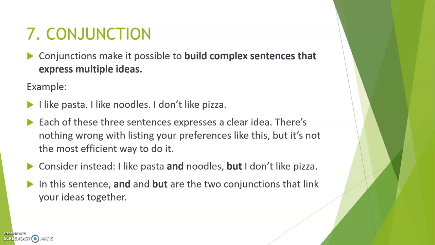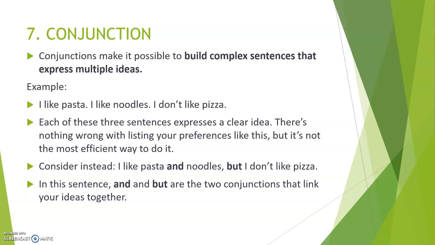Conjunction. Conjunctions make it possible to build complex sentences that express multiple ideas. Let's look at the example. I like pasta. I like noodles. I don't like pizza. We have three sentences over here. All these three sentences express a clear idea, isn't it?